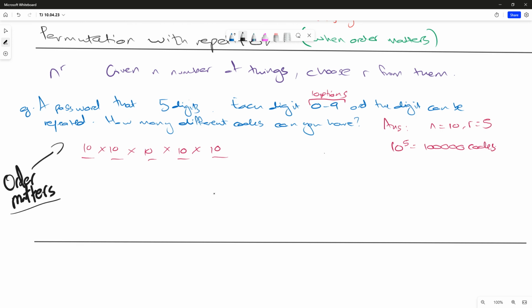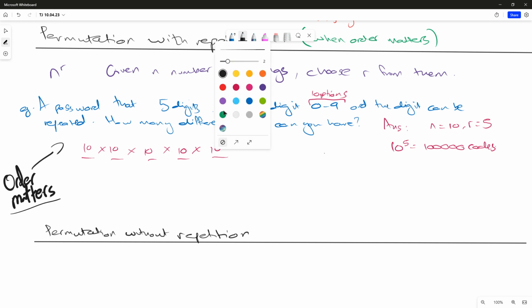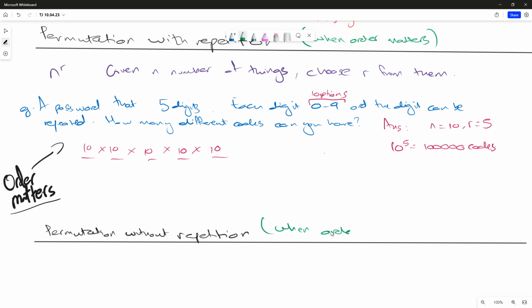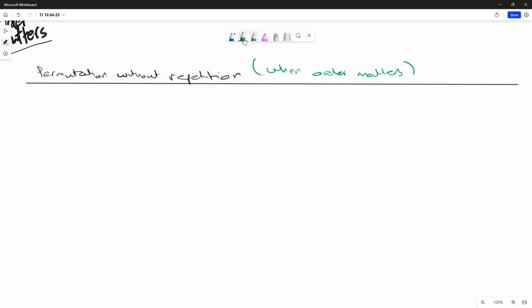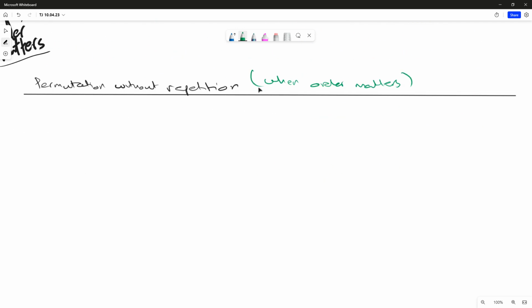All right, so the next type is a permutation without repetition. For this one, we want to remove the repetition. So order still matters, right? So when order matters, and in particular for this case, we want to remove the repetition. In the previous case, we'd have repeated values, but now we want to remove them. The formula associated with this is n factorial divided by n minus r factorial.